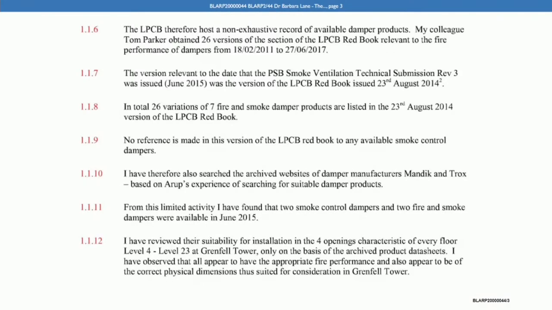Basically what she's done is a search of the internet to see what products were available at the time the dampers were being specified by PSB. And what she says at 1.1.11 is, from this limited activity, I found that two smoke-controlled dampers and two fire and smoke dampers were available in June 2015. And she summarises the criteria for her search of products on the following page, at 1.1.19, on page 4.